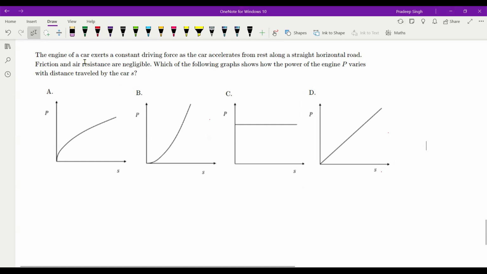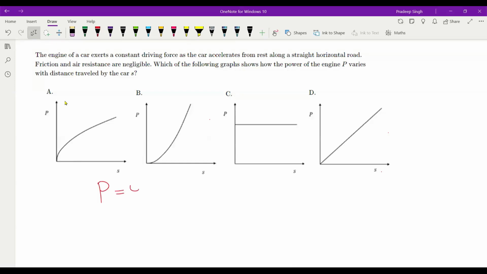Here it is given that we have an engine of a car which is exerting a constant driving force as the car accelerates from rest. And we are supposed to find the graph between power and the distance traveled by the car. Since the y-axis is power, let's start with the basic formula for power.